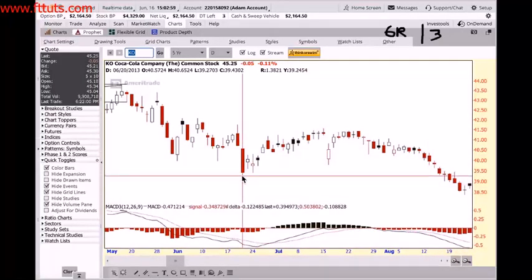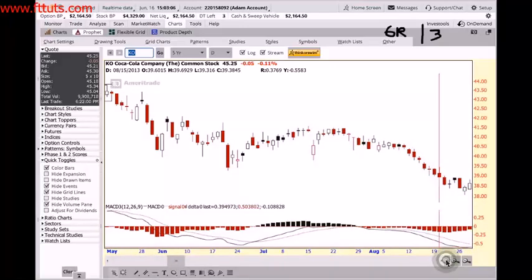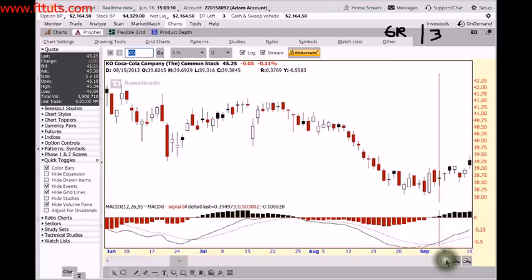Okay, so as you can see, price is making a lower low, and MACD is making a lower low, so there's no divergence here. I'm going to move on. Again, no divergence here. Let's see if I can find another one.